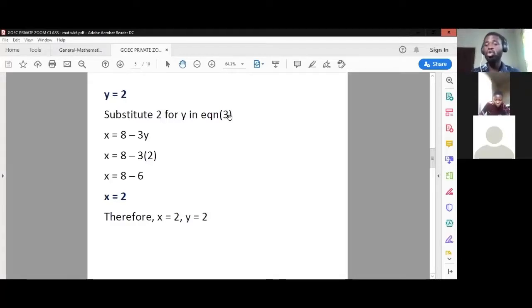In equation 3, we have made x a king. He is now the subject of the formula, and he has a palace of his own. x equals 8 minus 3y, that is the palace. Having got y equals 2, we substitute it back into the palace of x so that we can get x. We are not going to equation 1 or equation 2. We go straight to equation 3 where x is already the subject of the formula.